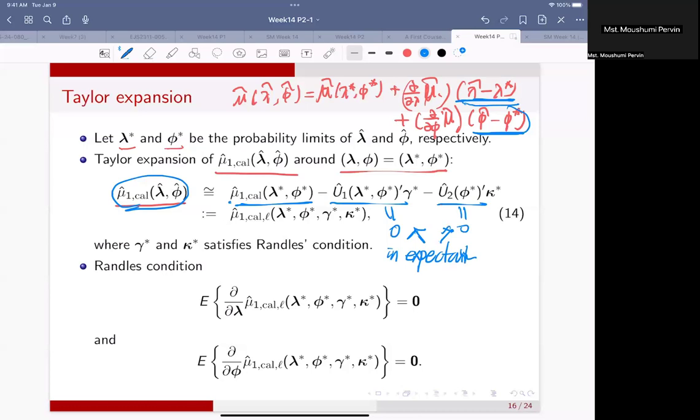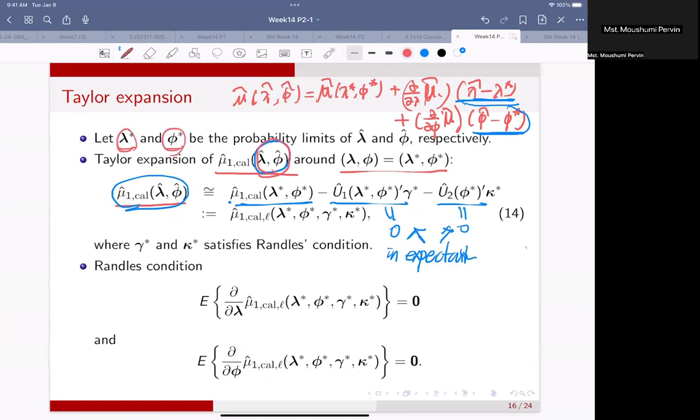And all you have to do is to find out the coefficients, gamma star and kappa star. And that satisfies the Render's condition. The Render's condition is nothing but the condition that determines the, so, okay. The key part is that this is the original nuisance parameter, right? This is the original nuisance parameter, lambda and phi.